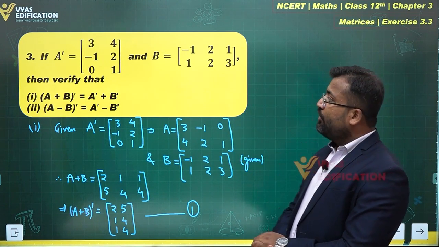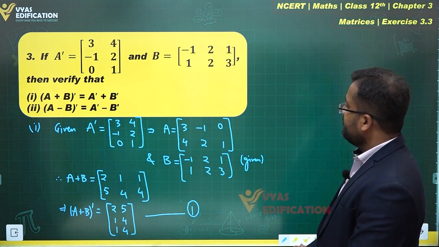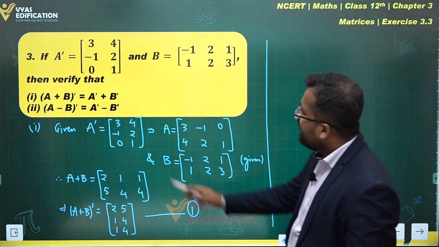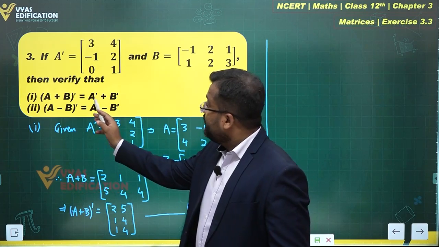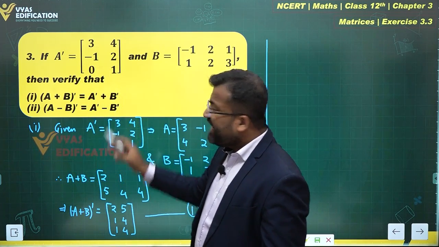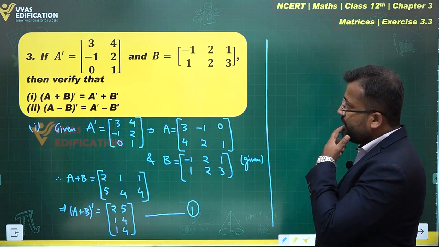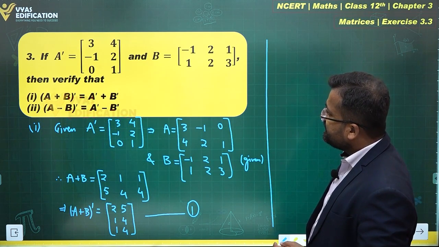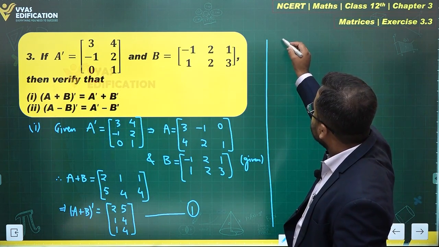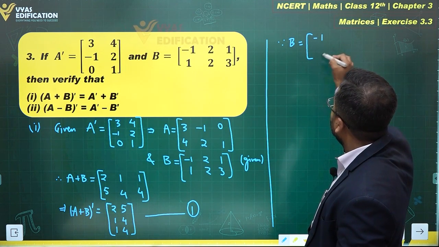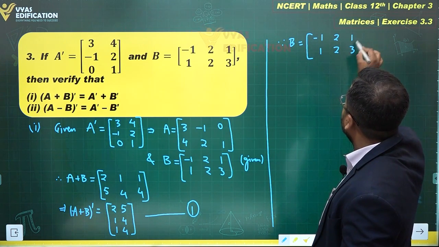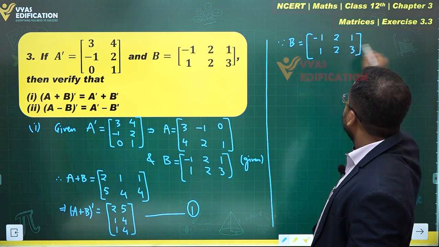Next, let us talk about the terms in the RHS. Now, what we have in the RHS is A prime and B prime, and A transpose is already given to us. Let's find B transpose first of all. So for the RHS, let's find B transpose. Since B is given, what is B? Minus 1, 1, 2, 2, 1, 3. This is given.